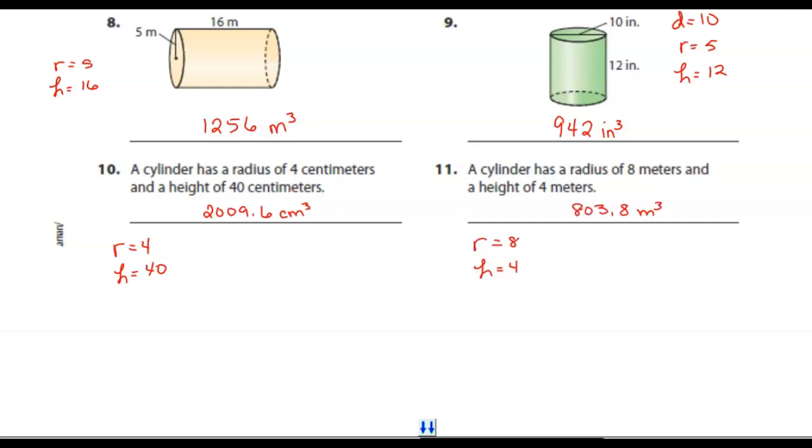You should have taken note that the radius was 8, the height of the cylinder is 4. 3.14 times 8 squared times 4 is 803.84. The answer, if rounded to the nearest tenth, is 803 and 8/10 cubic meters.